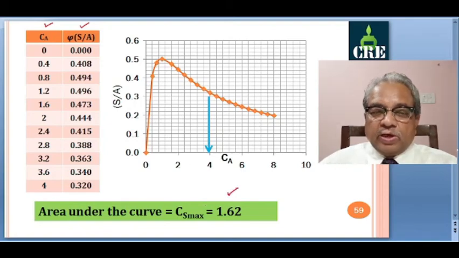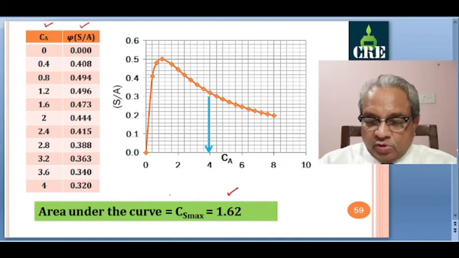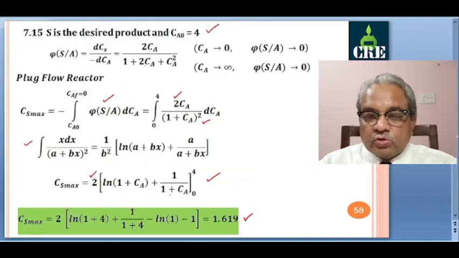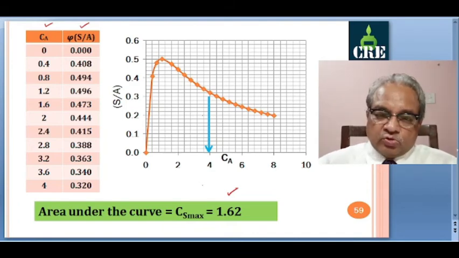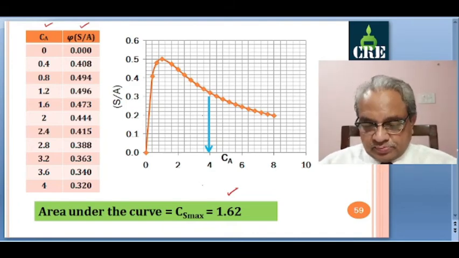It will give you CS max, and that is 1.62. So it's almost matching perfectly. If you count the number of rectangles properly, this value must match. But plus minus 2-3% error, as I always told you, it is acceptable.